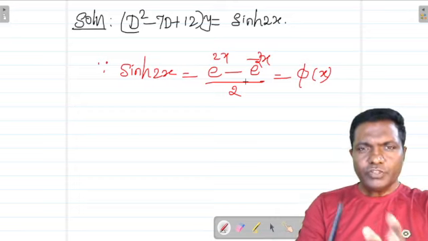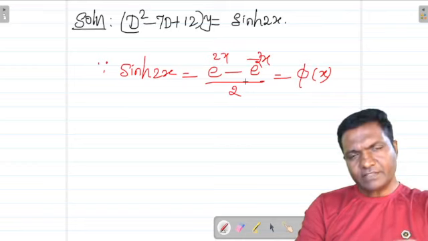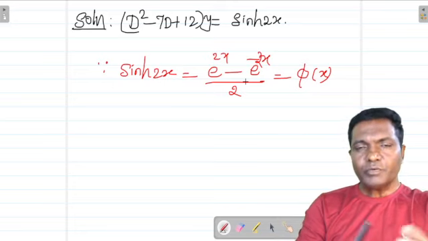So I hope you understood type number 1, where the right hand side function is e power ax.